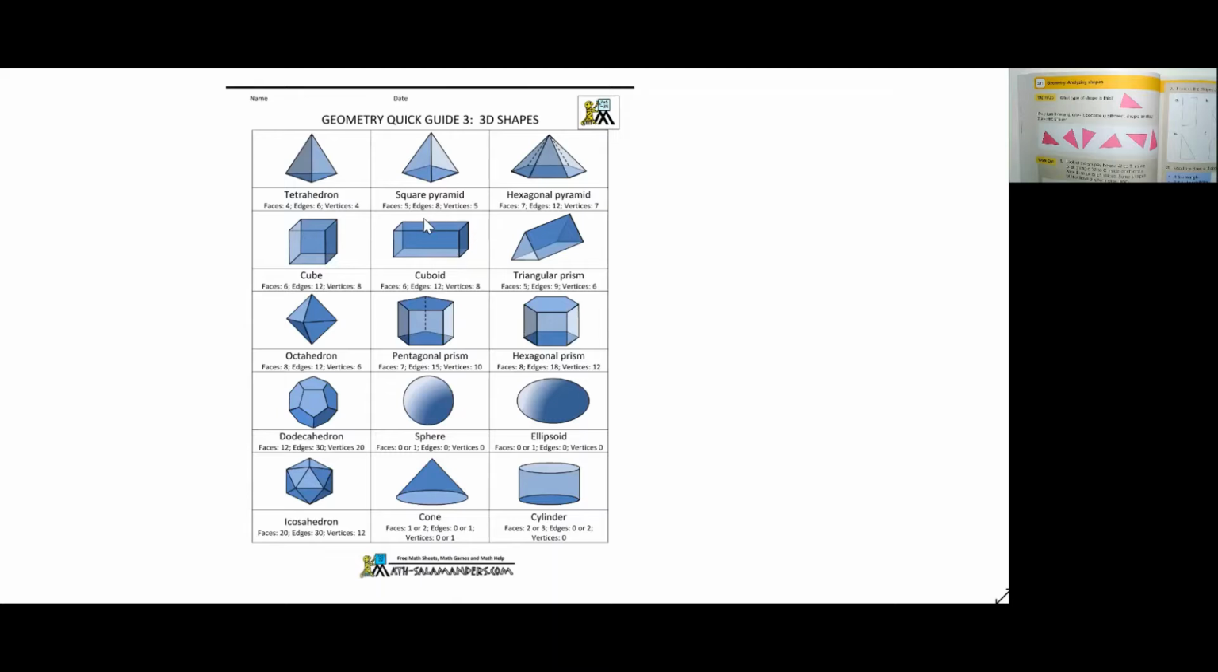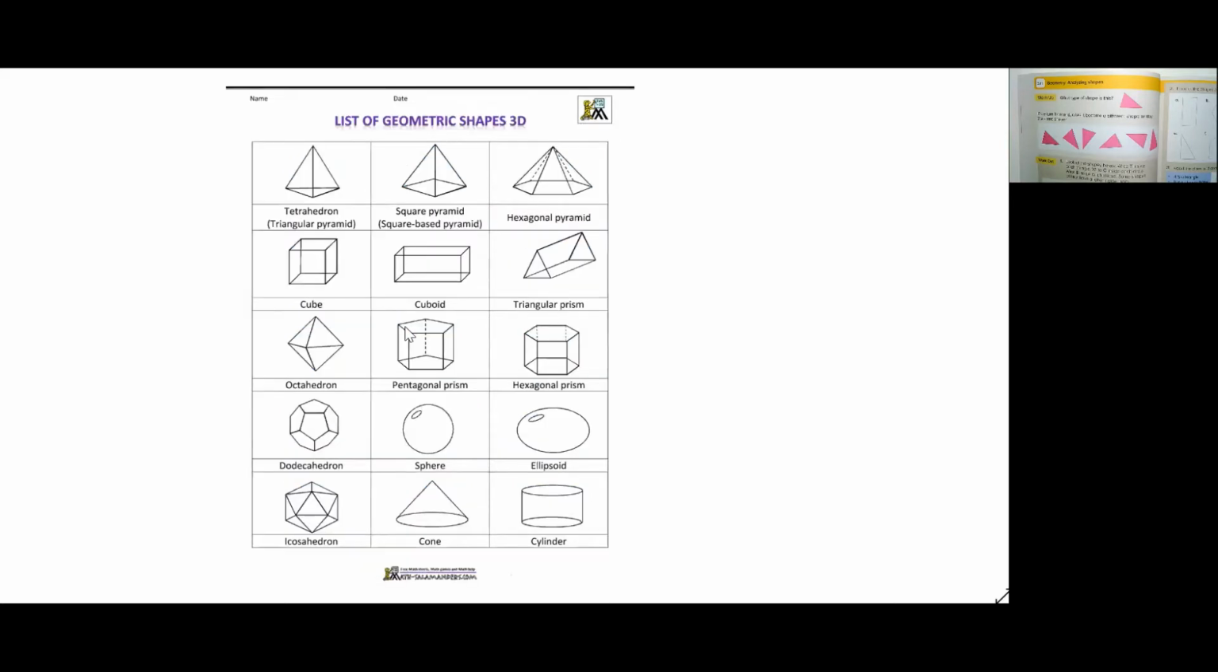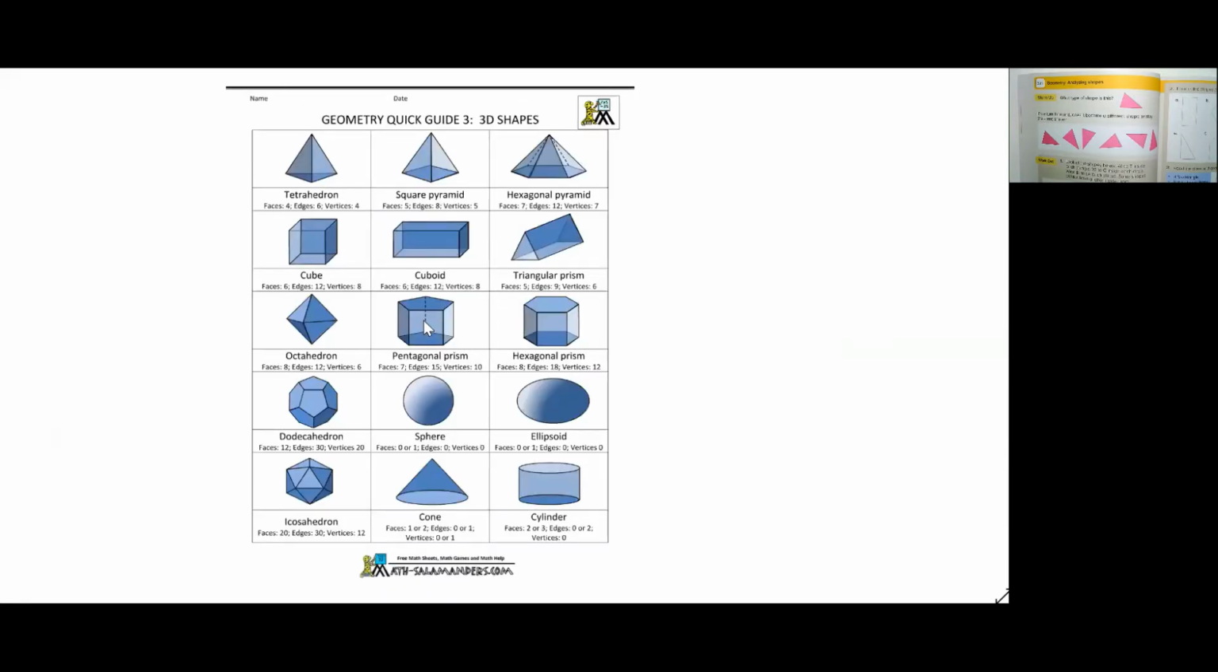The square pyramid has 8 edges, 5 faces, 5 vertices. So now let's go on to the next one. These are other shapes as well, just in a different style, black and white. Just like what we have here.